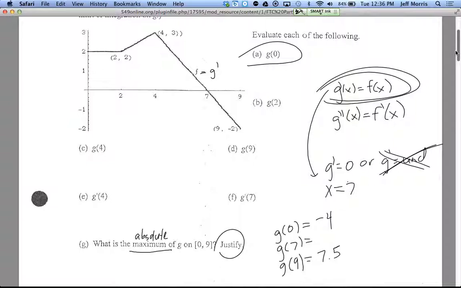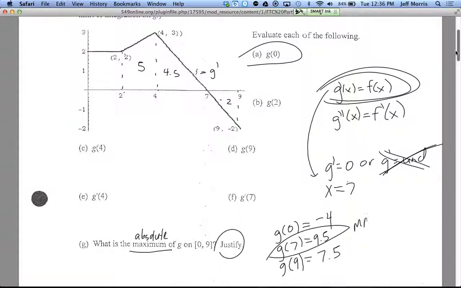I think we figured out these areas. This first one was what? 5? This was what? 4.5? And this was -2. So what is the area from, what's G of 7? Well, it's the area from 2 to 7. 9.5. All right, which one's the max then?